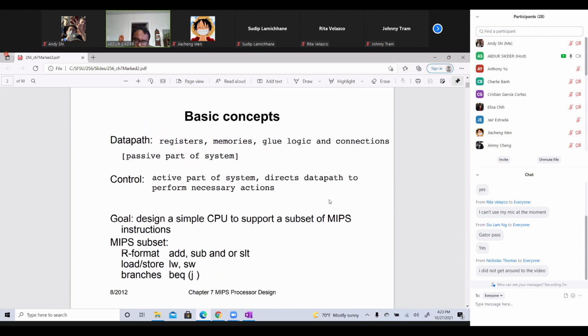And you need to memorize the definitions as well, data path and control. The data path is registers, memories, glue logic, and connections. The basic part of the system is the data path. Control is the active part of the system, which directs the data path to perform necessary actions. So that's the control. The goal is to design a simple CPU to support a subset of MIPS instructions. And the MIPS subset has 3 kinds of instructions: R format, load and store, and branch.